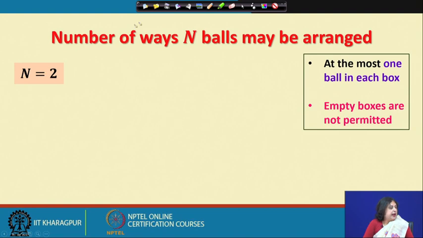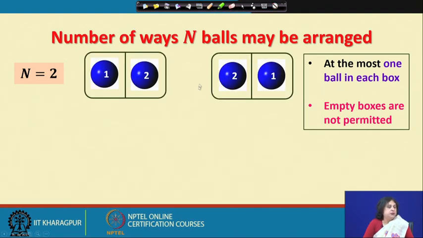So, now what I have here is this big box in which there are 2 compartments, and in these 2 compartments I can put only one ball each. So, that is the rule of the game. I cannot leave any of these sub compartments in my box empty. Now, I have numbered here my balls as number 1 and number 2.